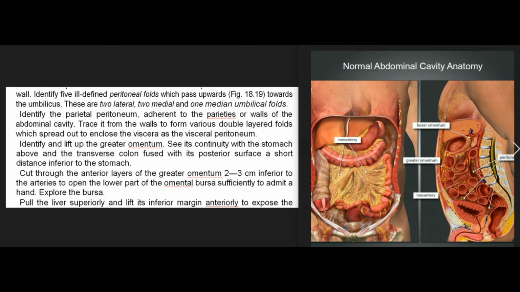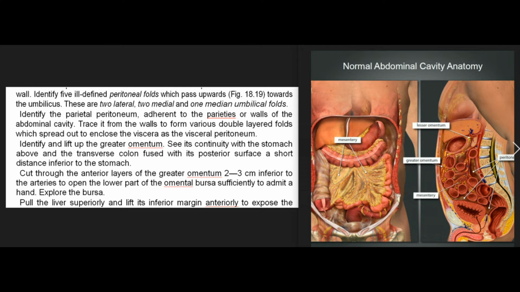Identify the parietal peritoneum, adherent to the parietes or walls of the abdominal cavity. Trace it from the walls to form various double-layered folds which spread out to enclose the viscera as the visceral peritoneum. Identify and lift up the greater omentum.